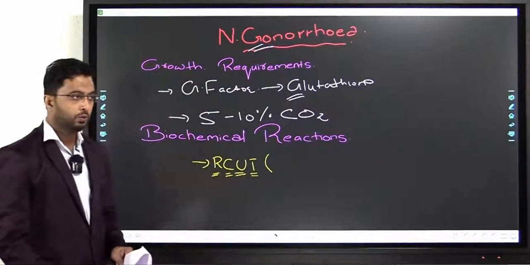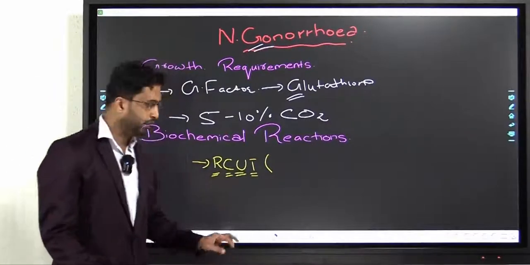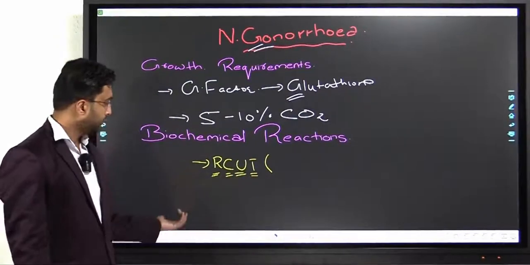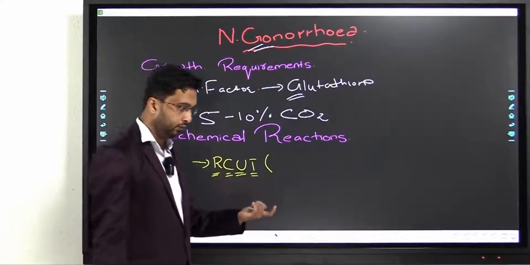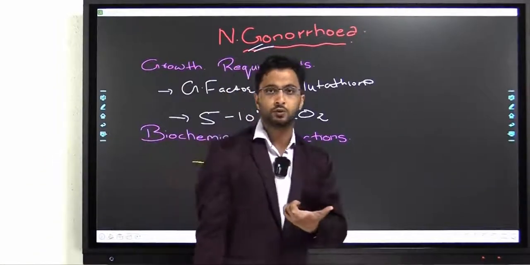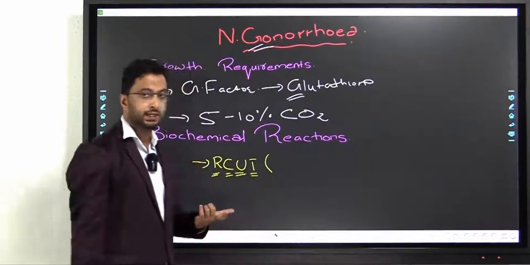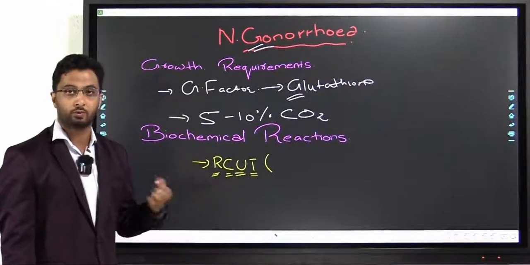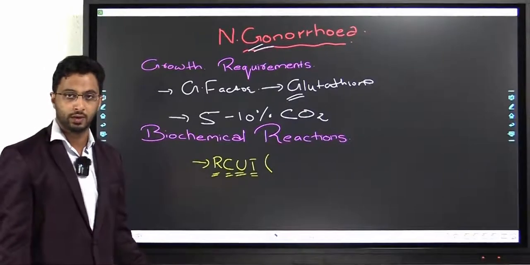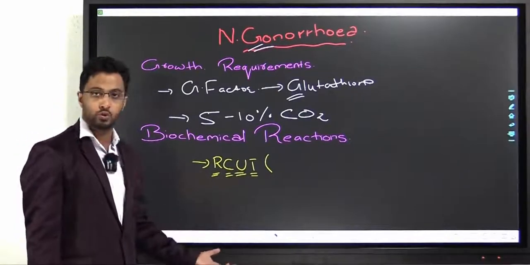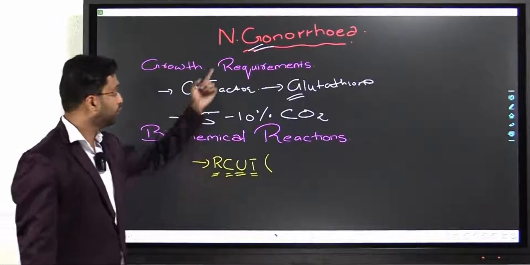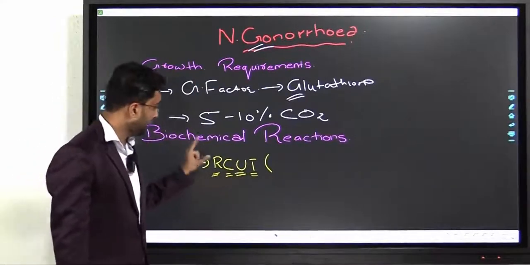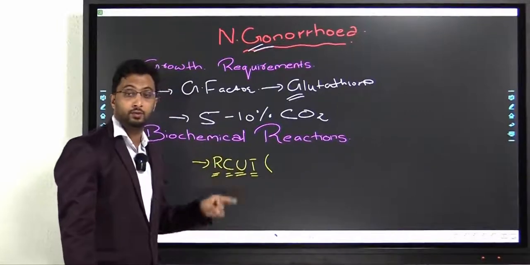Now, this is becoming a very important test in diagnosis of gonorrhea now. RCUT. So they can ask you what is RCUT, or which of the following tests is used for analyzing the biochemical reactions. What biochemical reactions are we talking about? Fermentation of glucose. To analyze the fermentation of glucose by Neisseria gonorrhoeae, what test is being done? RCUT, rapid carbohydrate utilization test.